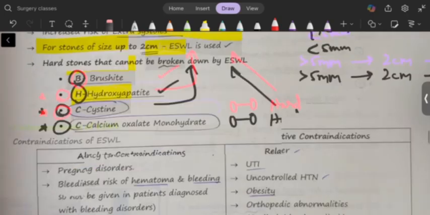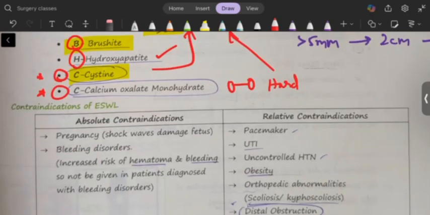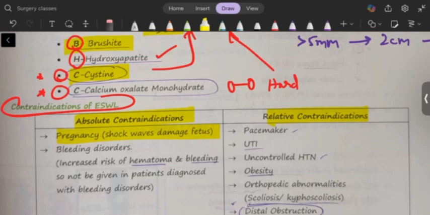Okay, so contraindications: when should ESWL not be done? There is again a classification: what are the absolute contraindications, and what are the relative contraindications? Absolute contraindication being pregnancy. In pregnancy you should not use ESWL at any cost, because this shock wave that we use will damage the fetus, and also there is a possibility that the fetus will have congenital anomalies.